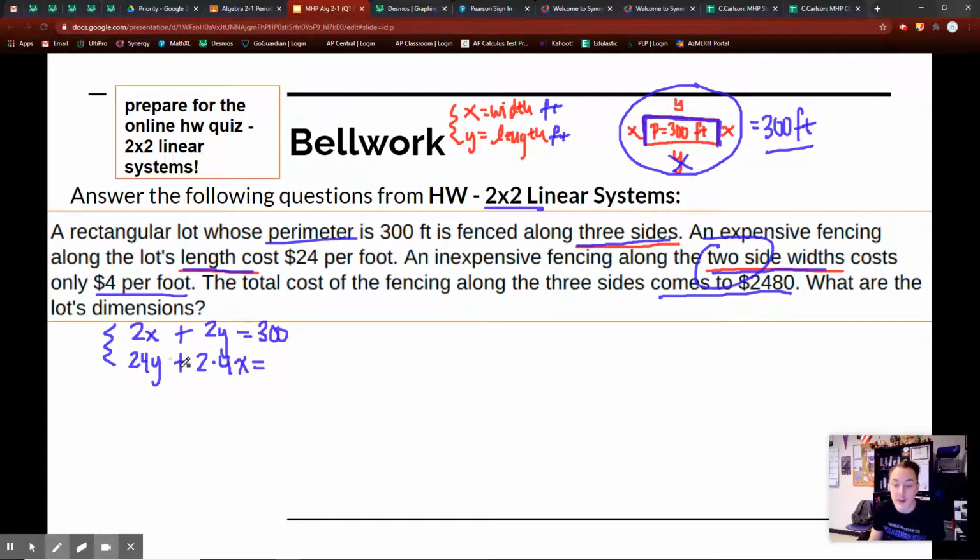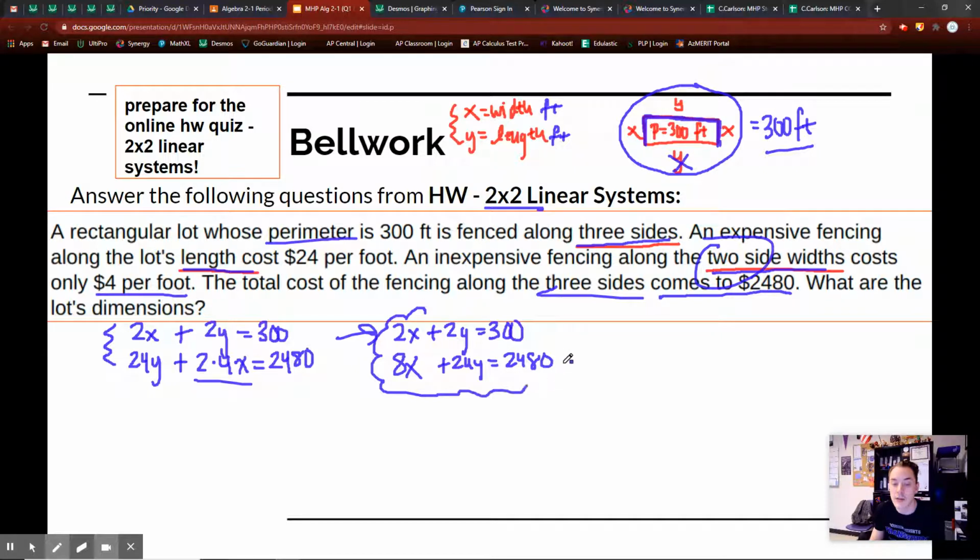Now if I do my money function right here, if I add all that up, what do I get? When I do the 3 sides total, I get 2,480. Okay? So now what do I do? Well, I can simplify this, which I will. So this is 2x plus 2y equals 300. And then let's simplify this. 2 times 4 is 8x, and then plus 24y equals 2,480. So this right here is my 2x2 linear system.